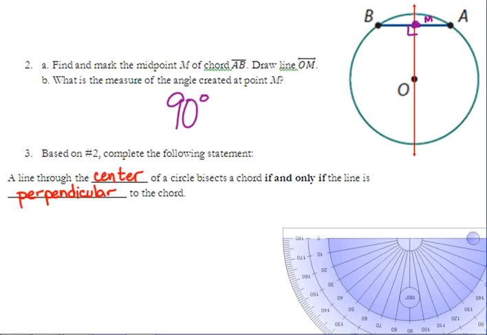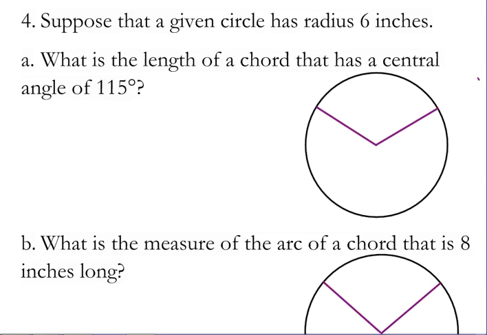So that means if we know that's a 90-degree angle, then that chord is cut in half. Vice versa, if the chord is cut in half, then we know that it's a 90-degree angle right there. Okay? So we're going to use that relationship here to answer the questions that follow on your paper.